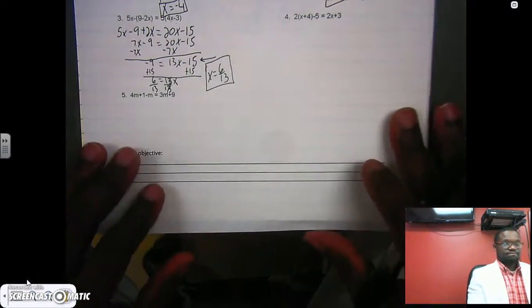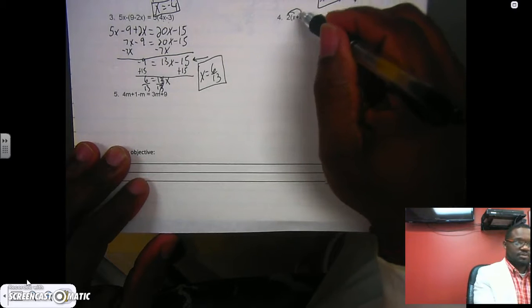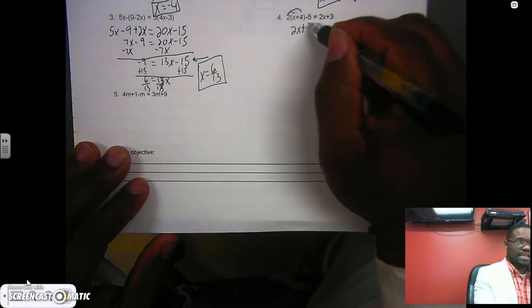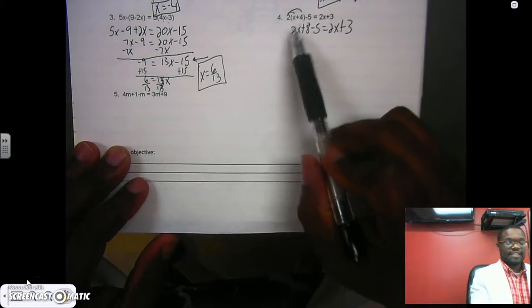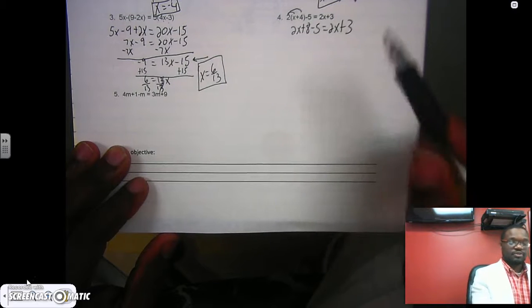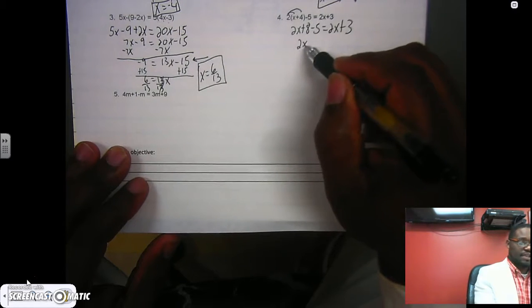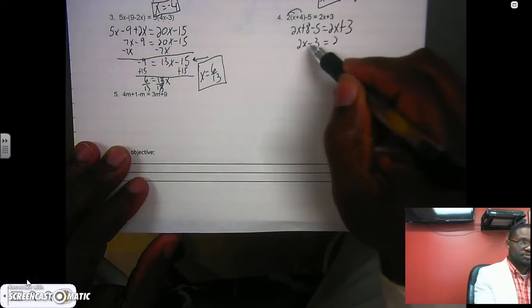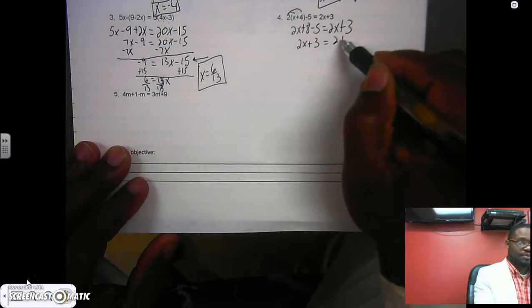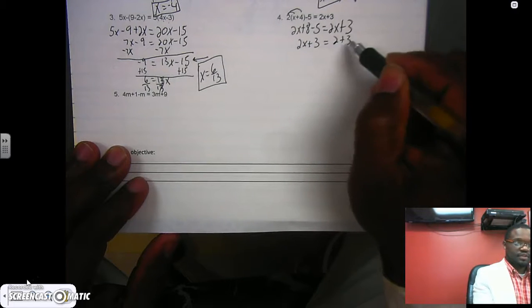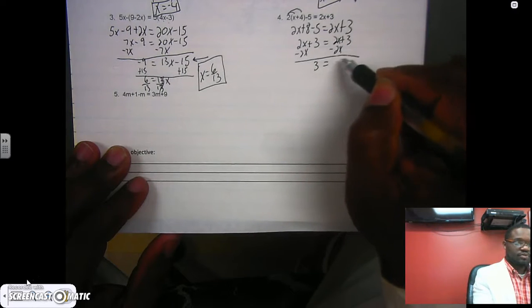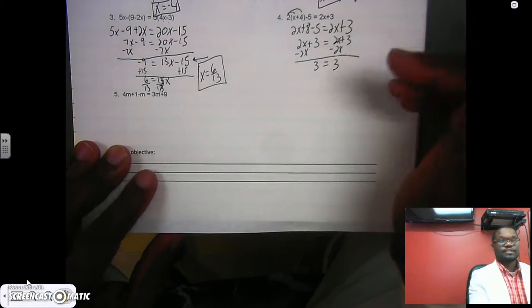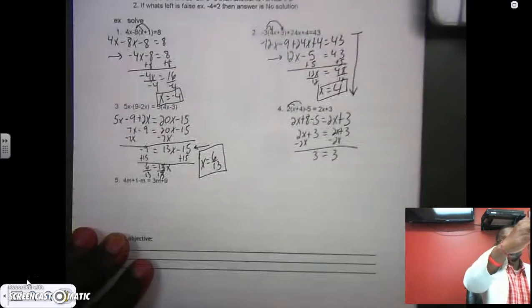Now, number 4. 2 times x, 2 times 4 gives me 2x plus 8 minus 5 equals 2x plus 3. Notice that I did not say 2 times this negative 5 here. It's not inside the parentheses. My next step is 2x plus 3 equals 2x plus 3. Get your variables together. You get 3 equals 3. Now, which is strange, but there's a part that I did not discuss.